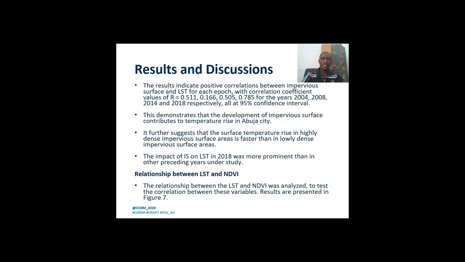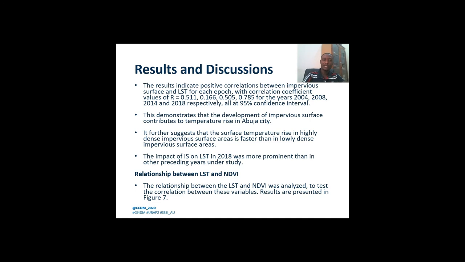The results indicate a positive correlation between impervious surface and land surface temperature for each epoch, with correlation coefficient values as seen here, for 2004, 2008, 2014 and 2018 respectively, all at 95% confidence interval. This demonstrates that the development of impervious surface contributes to temperature rise in Abuja City. It further suggests that the surface temperature rise is high in dense impervious surface areas and it's faster there than in lowly dense impervious surface areas. The impact of impervious surface on land surface temperature in 2018 was more prominent than in other preceding years under study.